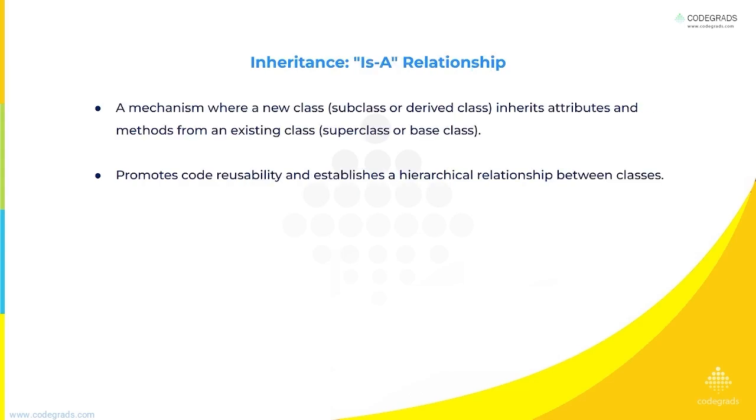Now next is inheritance, that is the relationship. It is a mechanism where a new class, the subclass or derived class, inherits attributes and methods from an existing class, that is the superclass or base class, and it promotes code reusability and establishes a hierarchical relationship between classes. So inheritance allows one class, like a child, to inherit features from another class, which can be called a parent. If a particular class is inheriting from another class, then generally we can say there is a child-parent relationship. It promotes code reuse and avoids duplication. For example, a Dog class can inherit from an Animal class and reuse its methods. So that is the inheritance part.